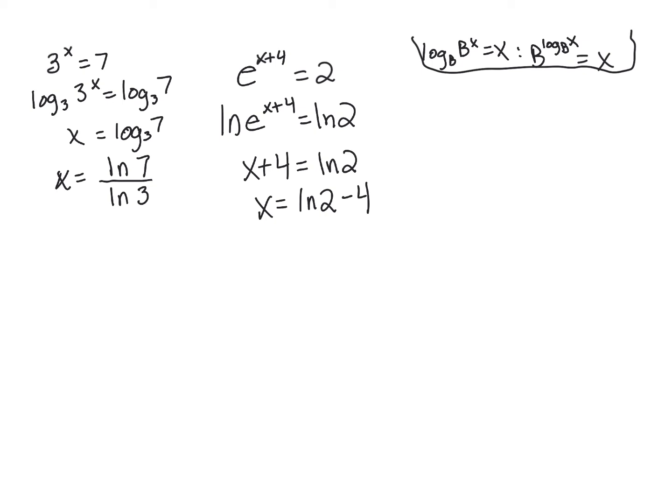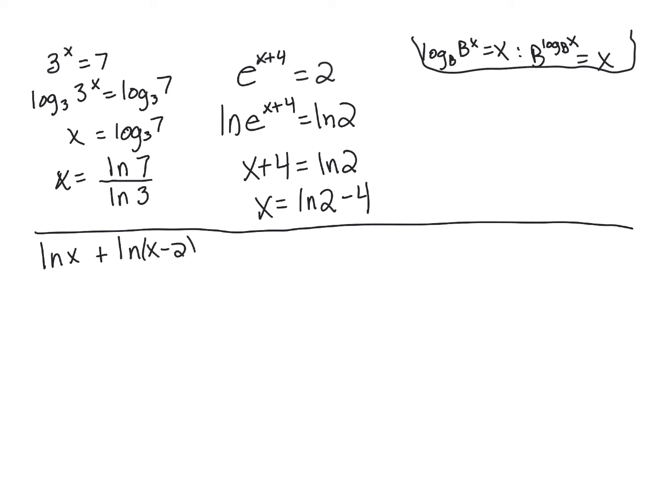Okay, now for something a little bit more complicated. If I have the ln of x plus another ln, and it equals an ln, remember the rule that the ln of this equals the ln of that, then this equals that. But on the left-hand side, I have to condense. Addition means multiplication. And that gives me x times (x minus 2) equals 3.